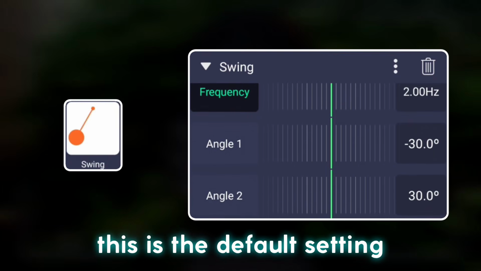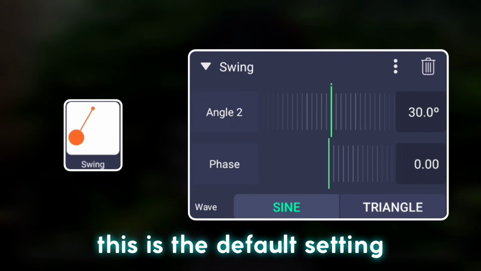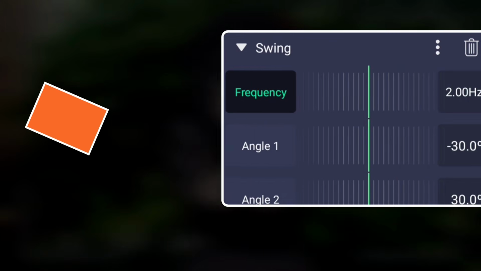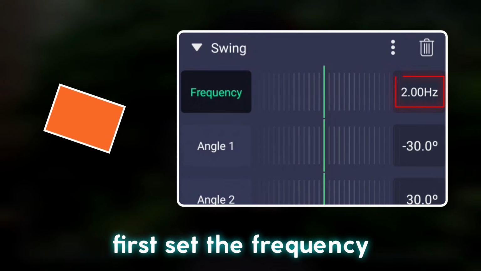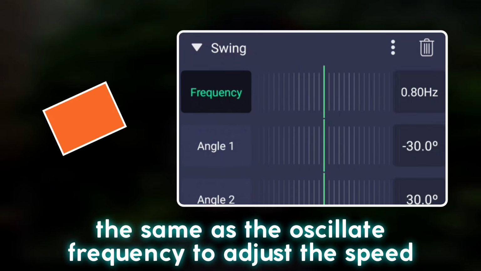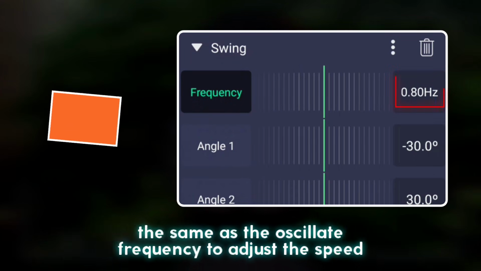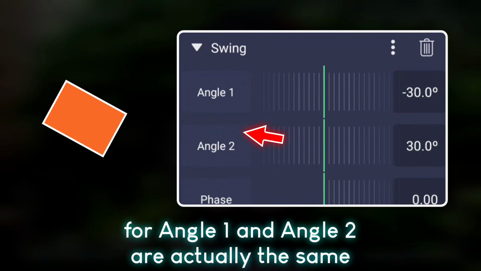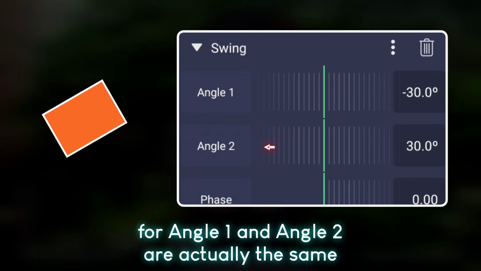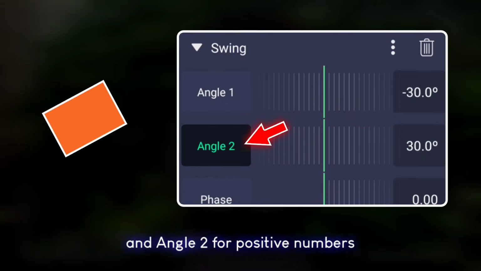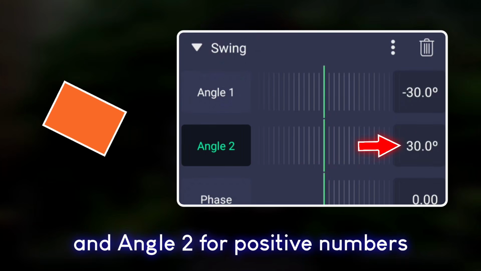This is the default setting. First, set the frequency. The same as the oscillate frequency to adjust the speed. For angle 1 and angle 2 are actually the same. Let's just say angle 1 is for negative numbers, and angle 2 for positive numbers.